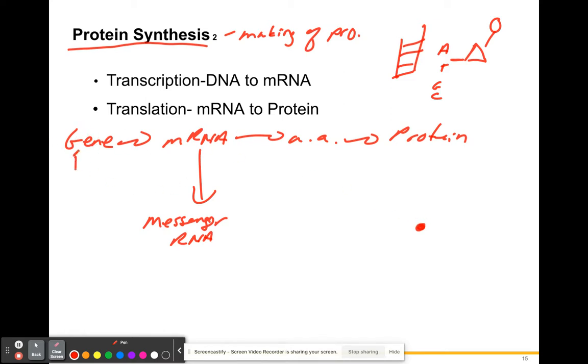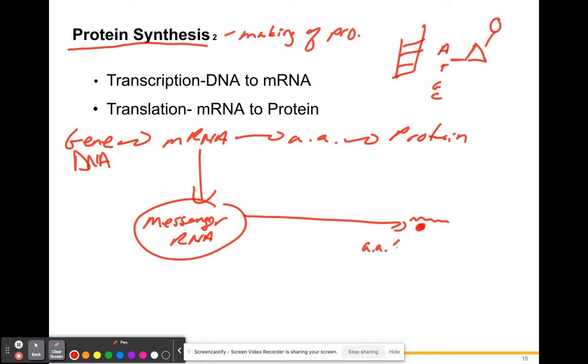So the DNA, that's what this is, right? The genes are held on DNA, which makes a message and gives that message to the ribosome. That mRNA message is read by the ribosome, and the ribosome calls for amino acids. And every time it calls for an amino acid, it puts them together. This amino acid plus this amino acid plus this amino acid gives us a protein.